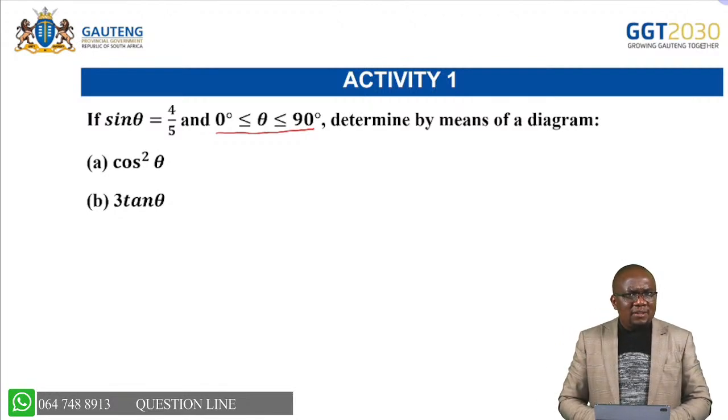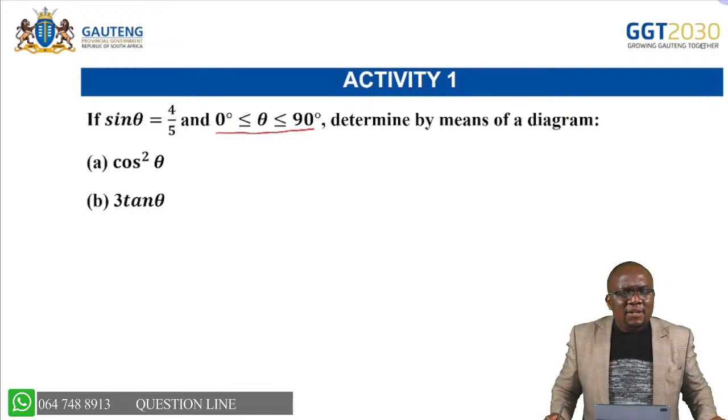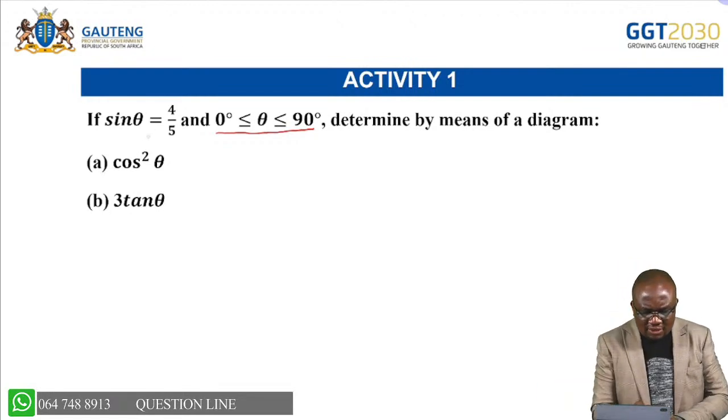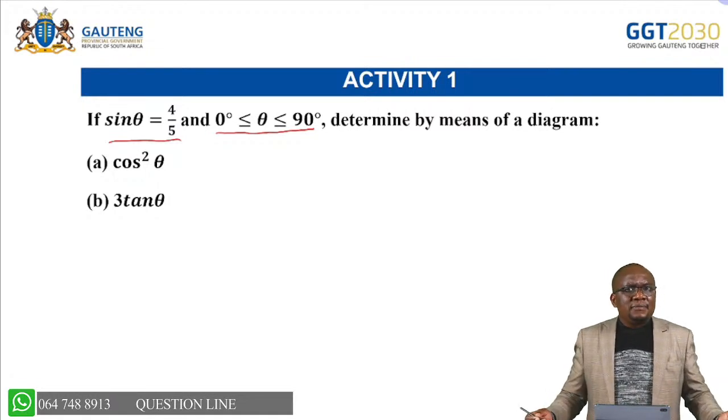Which quadrant is this? It's just one quadrant here, between 0 and 90 degrees. Which quadrant is that? It's quadrant 1. Definitely quadrant 1, and sine theta is positive in quadrant 1. So this is definitely quadrant 1. I don't need to do a lot of funny things, isn't it?